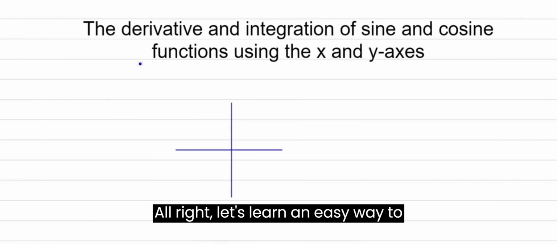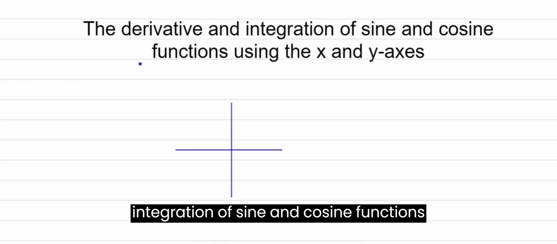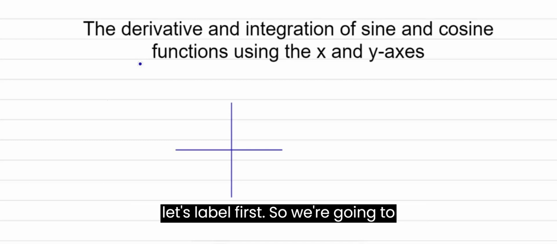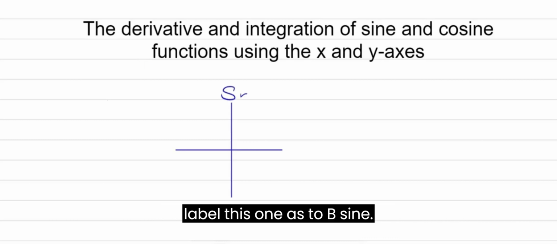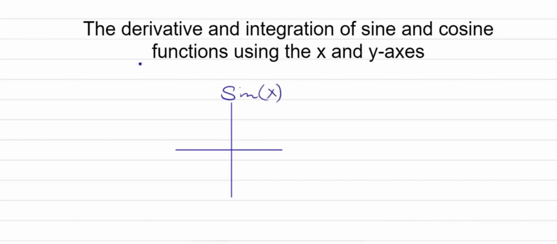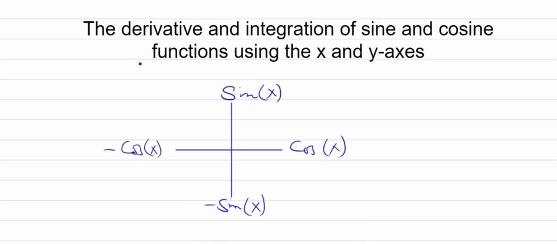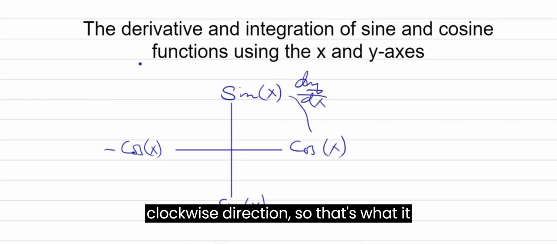Let's learn an easy way to remember the derivatives and the integration of sine and cosine functions using the x and y axis. So let's label first. We're going to label this one as sine, that's cosine, and that's negative sine, and that's negative cosine.